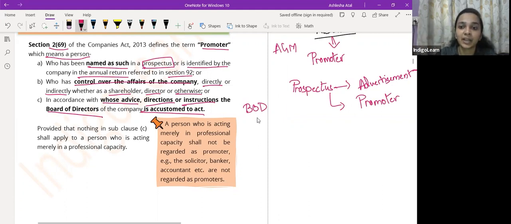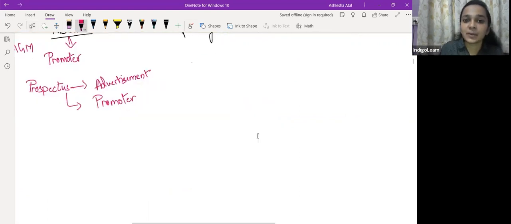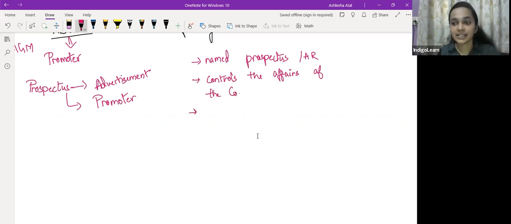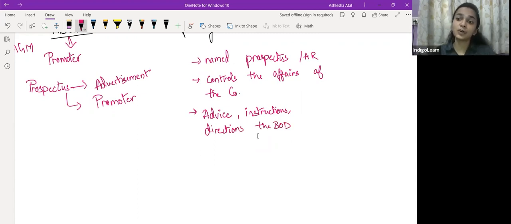So क्या हो गया promoter के बारे में हमने तीन चीजें दी. One is a person who is named as promoter in the prospectus or the annual return of the company. Second was a person who controls the affairs of the company. And the third one is basically a person in accordance with whose advice, instructions, or directions the board of the company acts. The board of the directors of the company, they follow this person's advice, this person's directions, and this person's instruction. So that person is referred to as a promoter. तो उस इंसान को हम promoter बोलें.